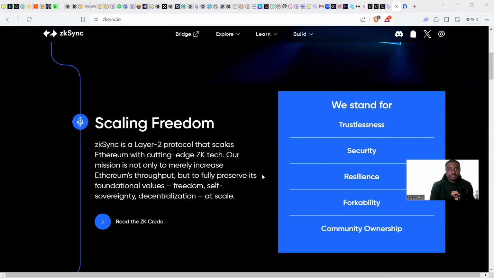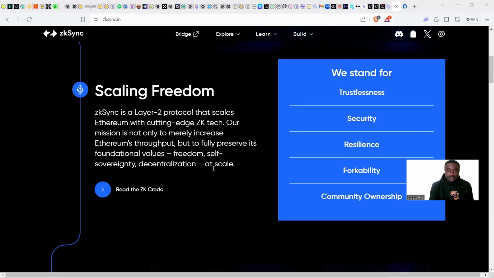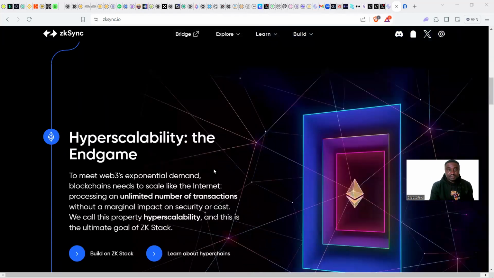According to them, their mission is not only to increase Ethereum's throughput, but to fully preserve the fundamental values of Ethereum, which are freedom, self-sovereignty, and decentralization. Now, one thing you need to note is whenever a project is talking about decentralization, they're actually talking about releasing a token that is associated with their project or that defines their project. Always pay close attention to that, all right?